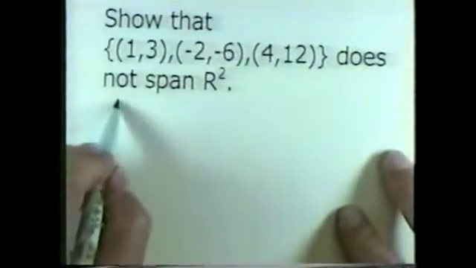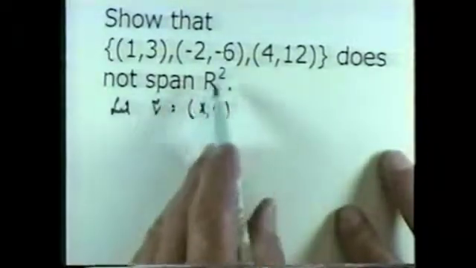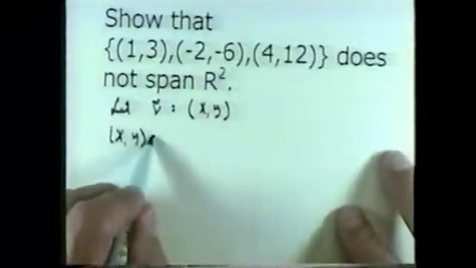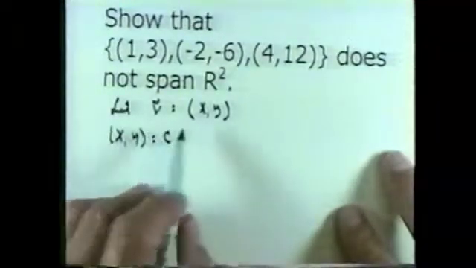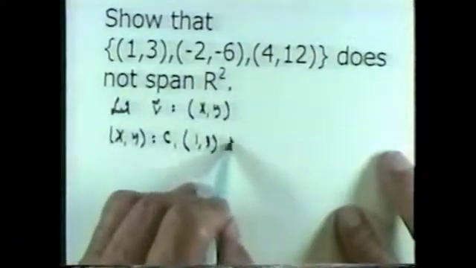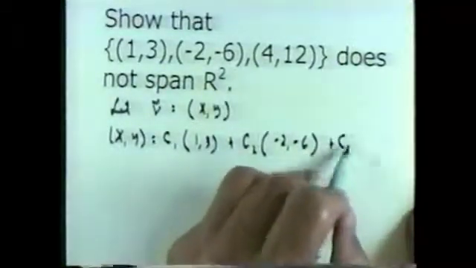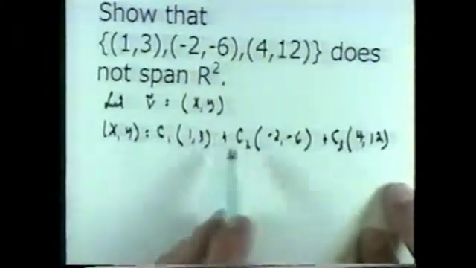Show that (1, 3), (-2, -6), (4, 12) does not span R squared. Well, again, let's start by assuming that it does and see if we reach a contradiction. So we'll let v equal the vector (x, y), which would be in R squared. If the set spans it, then I can write (x, y) as a linear combination of these three vectors. So I can find c1, c2, and c3 such that (x, y) equals c1 times (1, 3) plus c2 times (-2, -6) plus c3 times (4, 12).